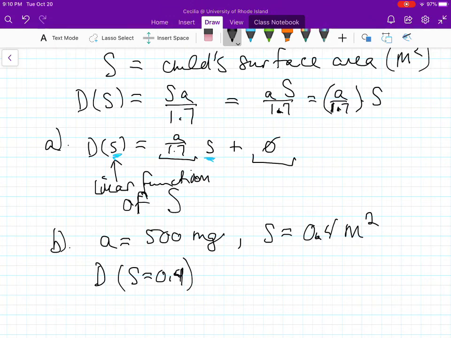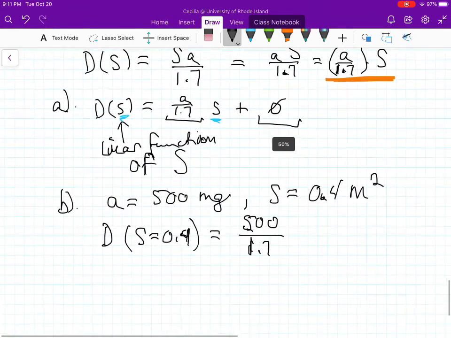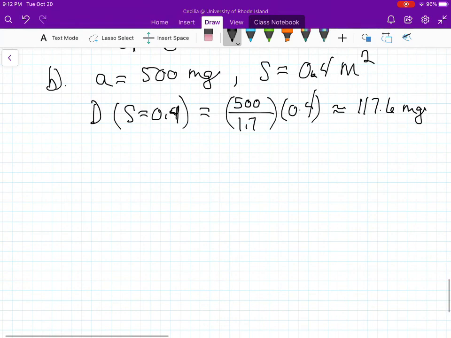And it's going to give us the dose for a surface area of 0.4. So we write in what A is. A is 500 now. And we're going to divide that by 1.7. And then we multiply this whole thing by 0.4. And then we just go ahead and put this in our calculator and obtain the value. And then we see that this is approximately equal to 117.6 milligrams. Okay, so now we finish with that one. And next will be number 10.